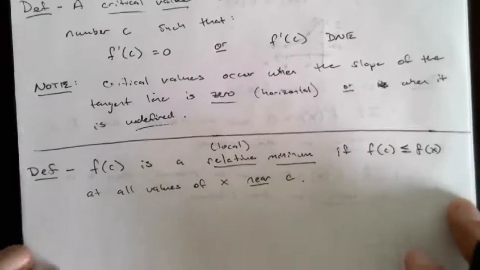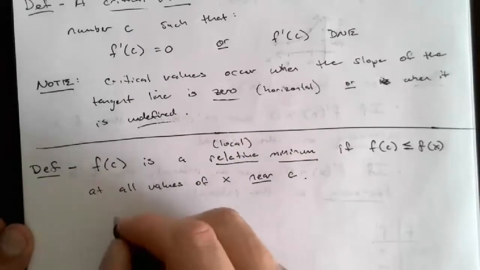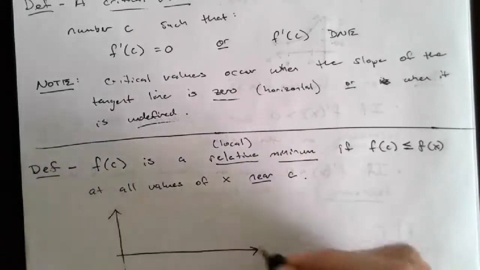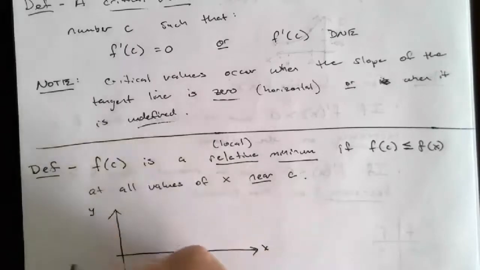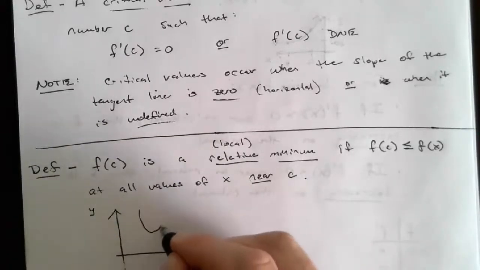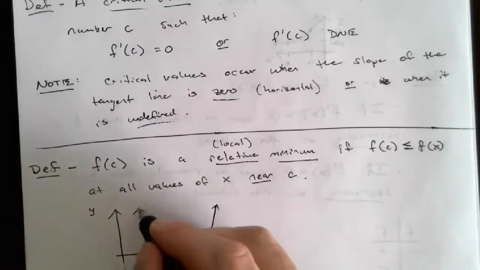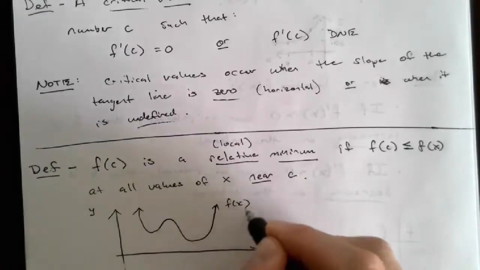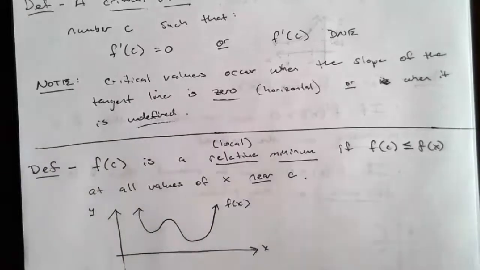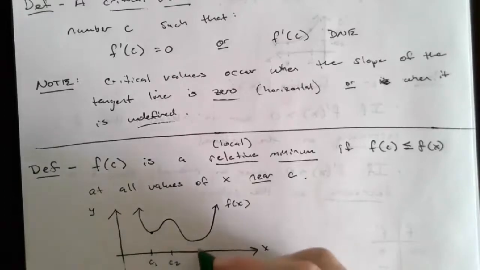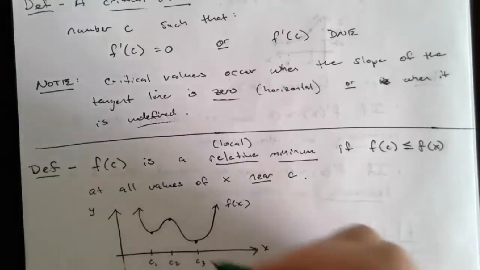And if I was to draw this, just to give you an idea of what you'd be looking at, if this was x and this was y, I could draw a graph in here. We'll call this f of x. And I'm just going to label these points. Here's c1, here's c2, here's c3. And I just want to point out what's happening there.